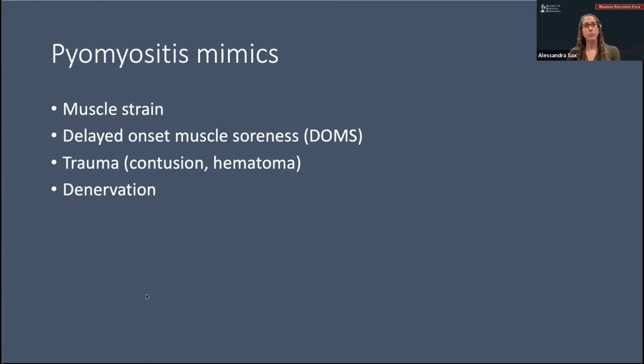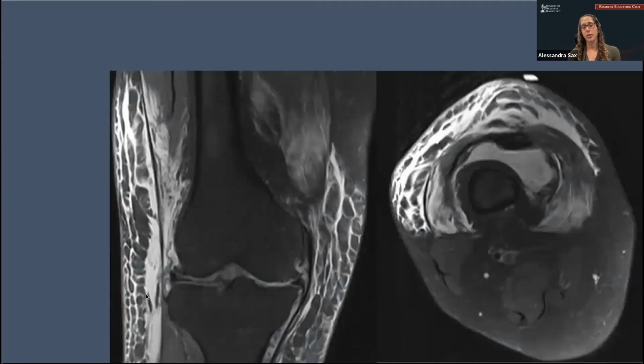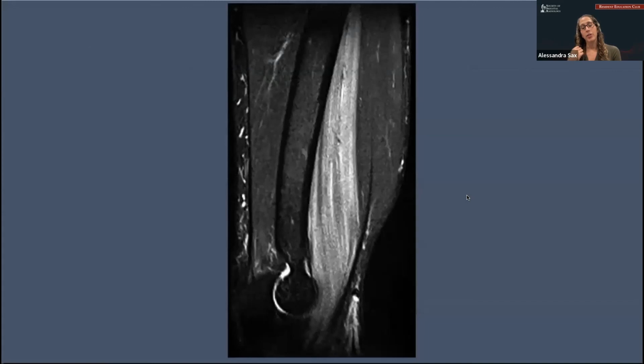Some pyomyositis mimics: muscle strain, delayed onset muscular soreness, trauma, and denervation. This is just a case of a patient who ruptured their quadriceps tendon and has this feathery muscular edema, typical of muscle strain, so that feathery appearance. And then this is a patient who actually was doing eccentric bicep curls, and obviously targeted their brachialis muscle instead. So that's our delayed onset muscle soreness.